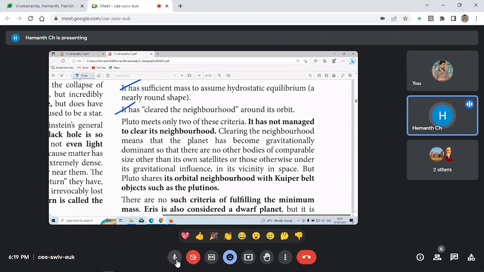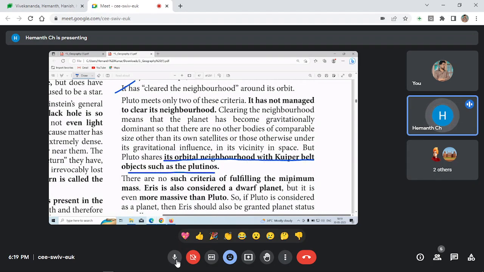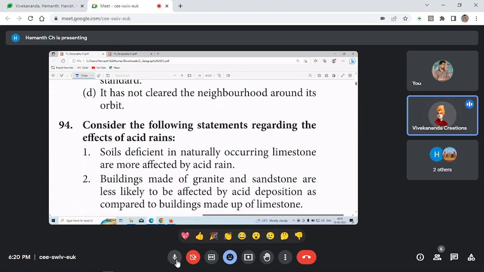Clearing the neighborhood means that the planet has become gravitationally dominant, so that there are no other bodies of a comparable size other than its own satellites, or otherwise under its gravitational influence in its vicinity in space. But Pluto shared its orbital neighborhood with Kuiper belt objects such as Plutinos. There are no such criteria of fulfilling the minimum mass. Eris is also a dwarf planet. Important అన్న. ఇది ఈ మోడల్లో వచ్చినాయి, సివిల్ సర్వీస్ లో వచ్చినాయి, సిఆర్పిఎఫ్ లో వచ్చినాయి. ఎరీస్ అంటే ఏంది అని డైరెక్ట్ గా అడుగుతాడు అంతే. అంటే ఎరీస్ అనే క్వశ్చన్ రాలే కానీ వచ్చినాయి ఈ మోడల్లో. But it is more massive than Pluto. So, if Pluto is considered as a planet, then Eris should also be granted planet status. అంతే ఇంకా. నెక్స్ట్.